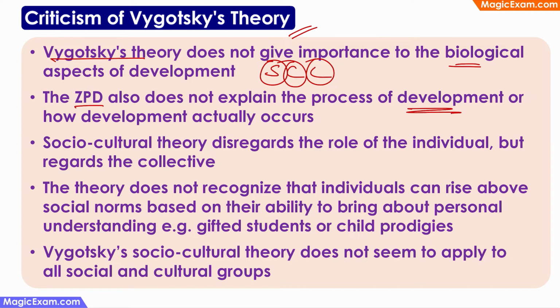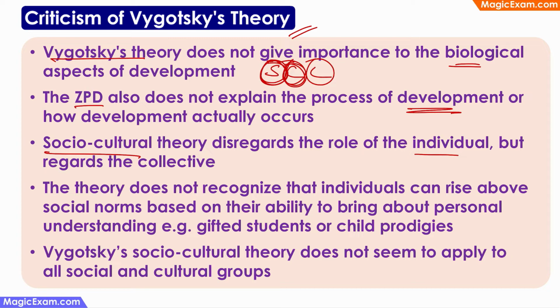And the socio-cultural theory disregards the role of the individual, but regards the collective, because Vygotsky constantly talks about social and cultural aspects of learning. Where does the individual come in? Because even without too much of a social or cultural input, an individual is still capable of learning some things. But Vygotsky's theory does not focus on that, because he's constantly looking at the social and the cultural aspects only.